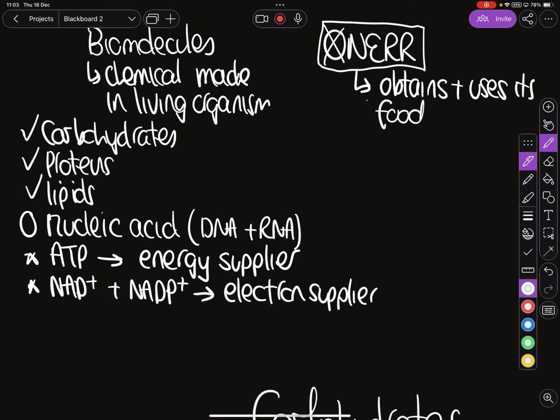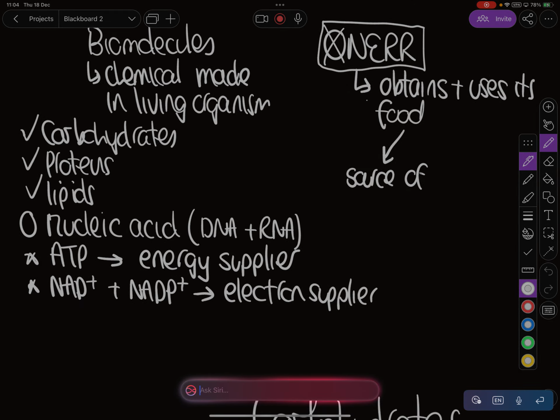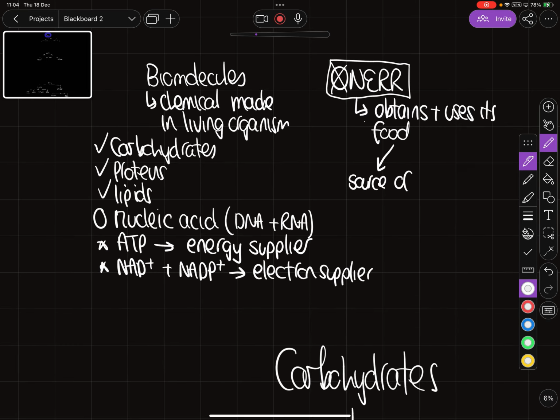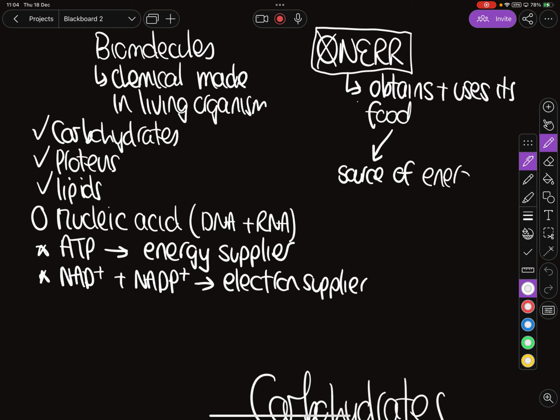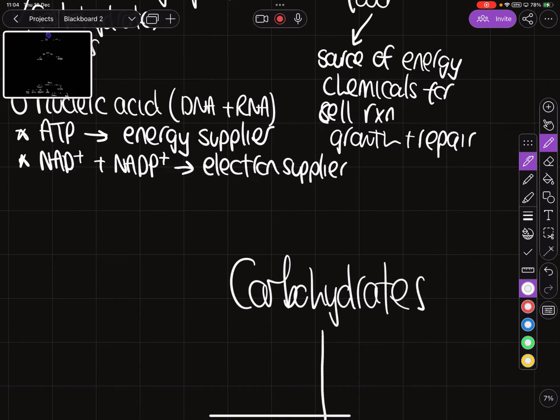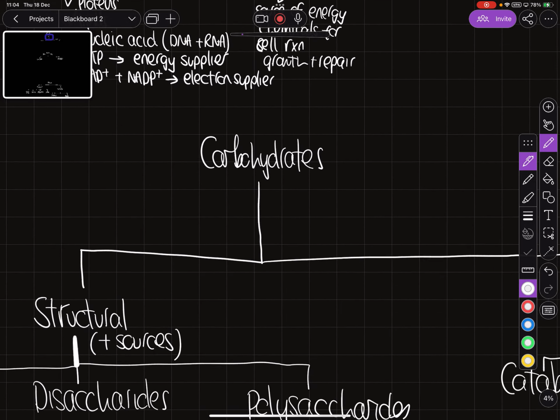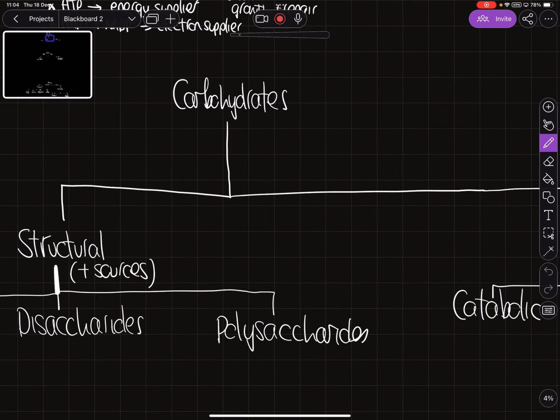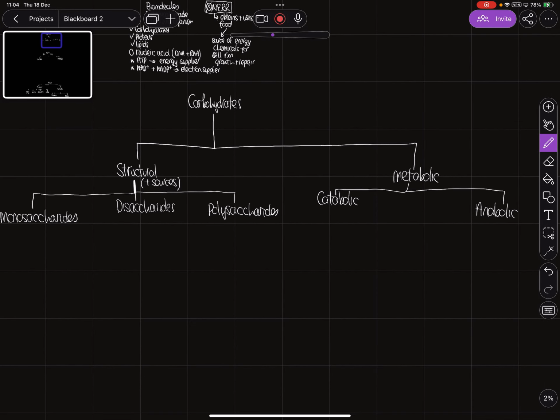So in terms of food, why do we actually need it? Well, it is going to be a source of energy. It is going to supply us with chemicals for our cell reactions. It is going to help us to do growth and repair of our body when we need it. And we are going to drill down into each of carbohydrates, proteins, and lipids in this little video. So I'm just going to show you this part so you can see it overall.